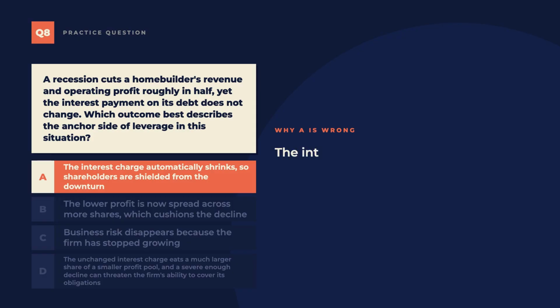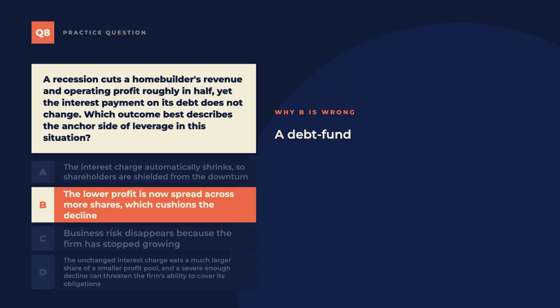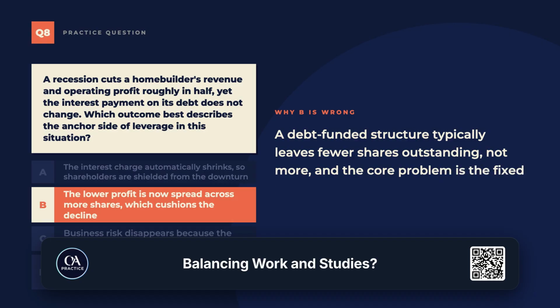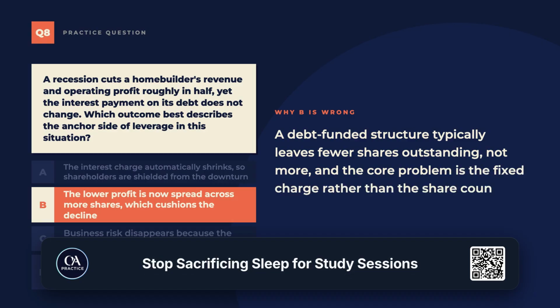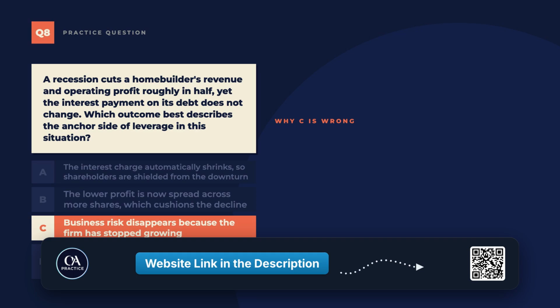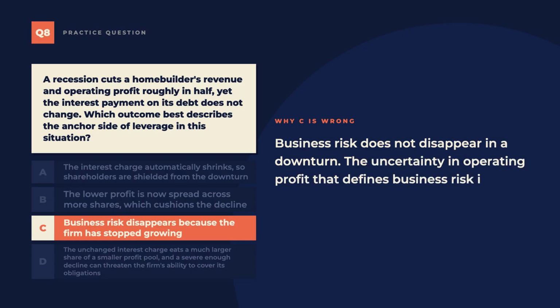A is wrong because the interest charge does not shrink when profit falls. Its refusal to fall is exactly what makes debt dangerous in a downturn. B is wrong because a debt-funded structure typically leaves fewer shares outstanding, not more, and the core problem is the fixed charge rather than the share count. The lower profit is not cushioned, the fixed charge magnifies the damage. C is wrong because business risk does not disappear in a downturn. The uncertainty in operating profit that defines business risk is, if anything, more visible when sales collapse.